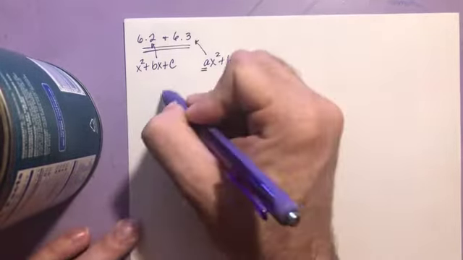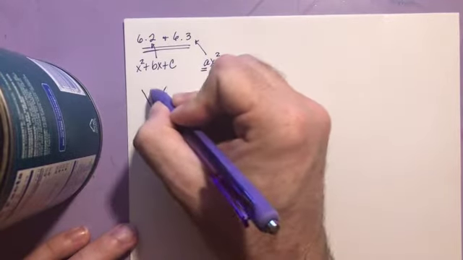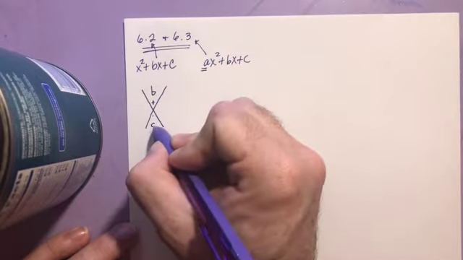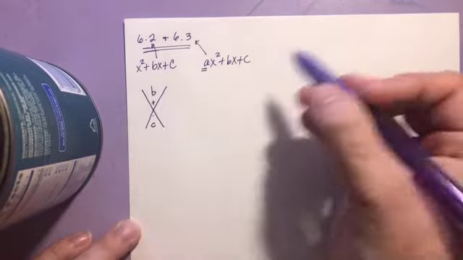Now for 6.2, we use this method, the X method if you want. We put the middle number up here, we put the last number down here, and then we say what two numbers multiply to give me C and add to give me B.